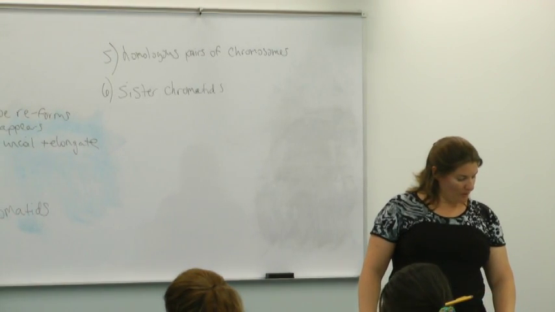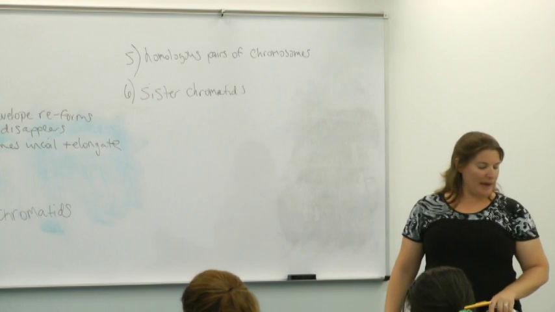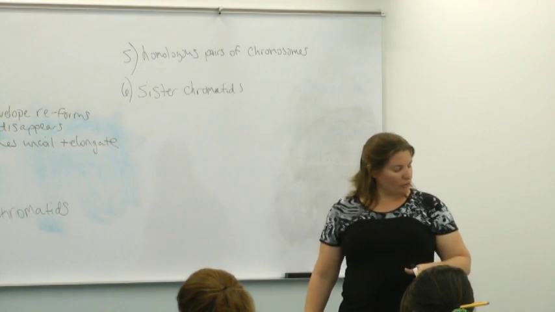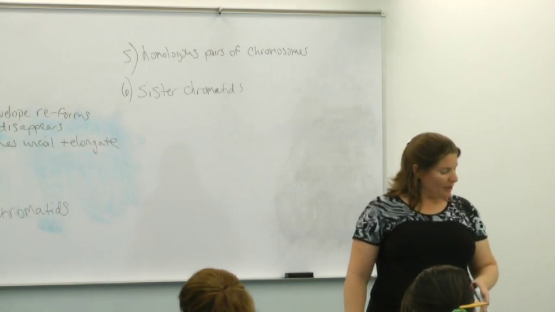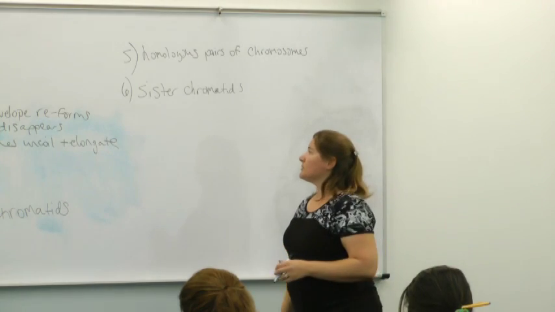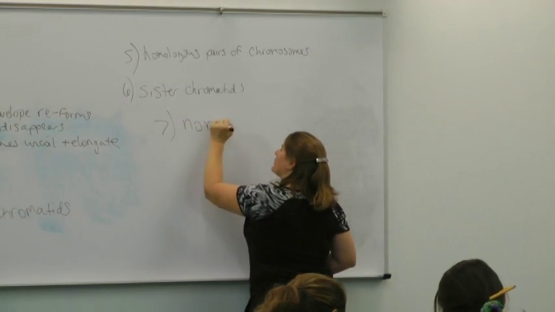Okay? All right, number 7, vocab term. So when this occurs, homologous chromosomes or sister chromatids fail to separate, resulting in abnormal chromosome number in the cell. What's that called? Nondisjunction. That's right, nondisjunction.